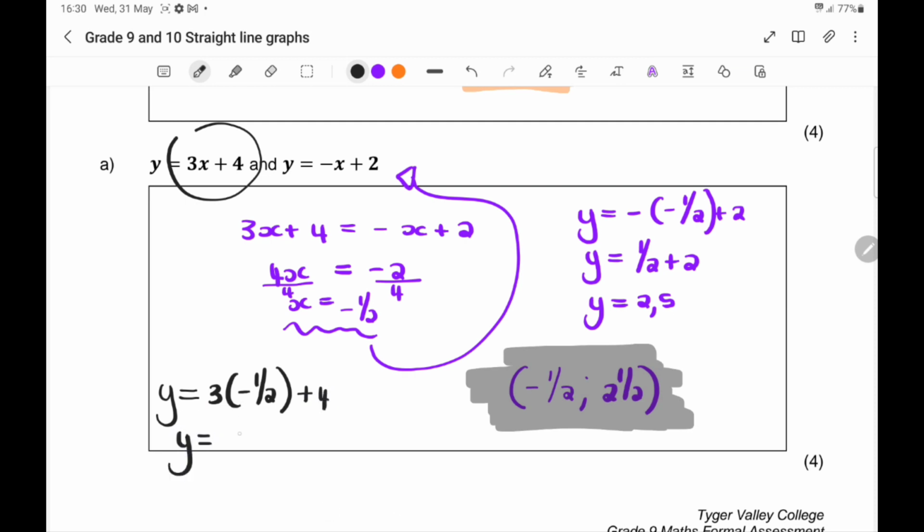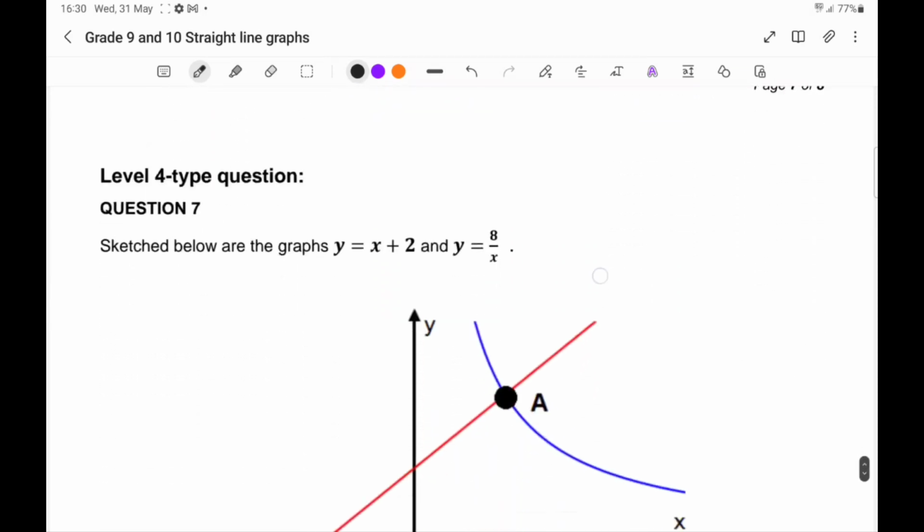Half times 3 is 1.5, so it's negative 1.5 plus 4, which also gives you 2.5. All right, so it doesn't matter which one you replace it in, because they are equations that are equal to each other, so you will get the same answer regardless of which one you replace it in.